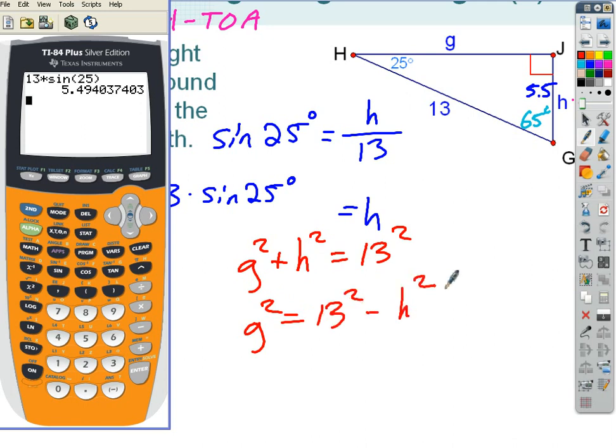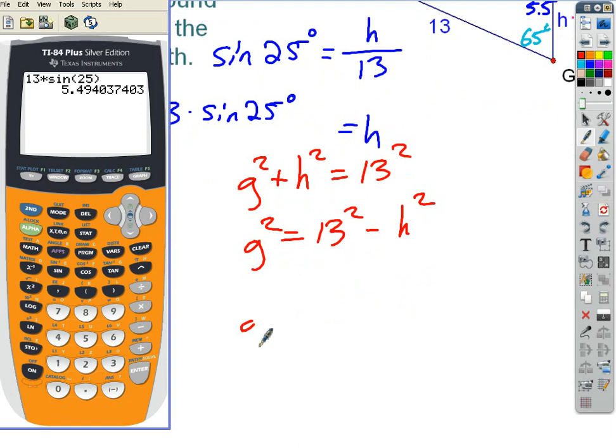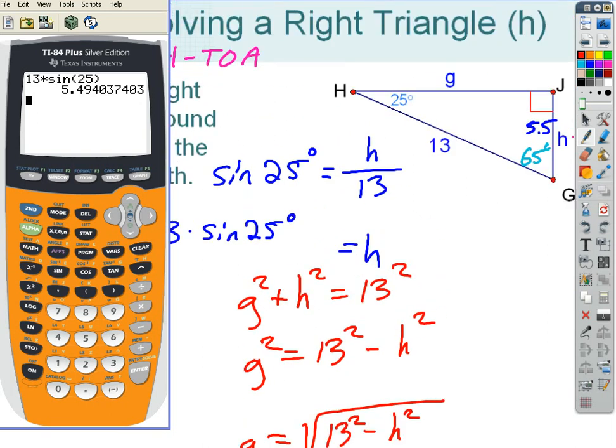So what do we want to do instead in our calculation, on our calculators? Plug in the real number. Plug in that number, exactly. So instead of 5.5, we'll use this one on our calculator. To find G, we already said that G squared equals 13 squared minus that number squared. So let's calculate that. 13 squared minus that number squared gives us that, so that's G squared.